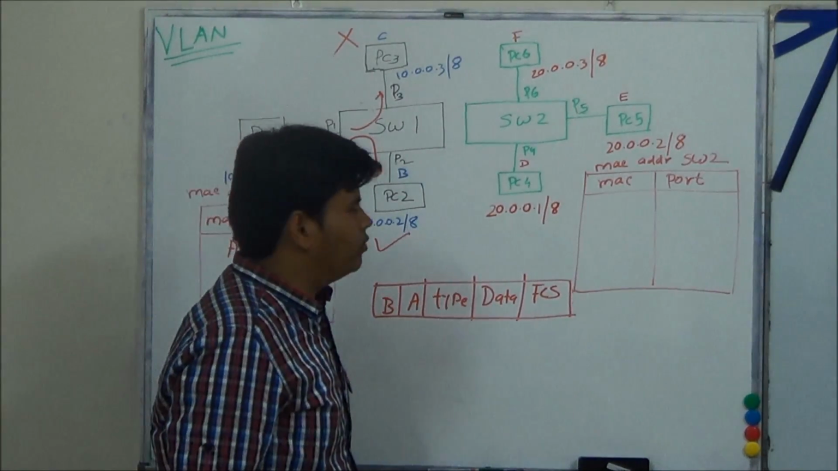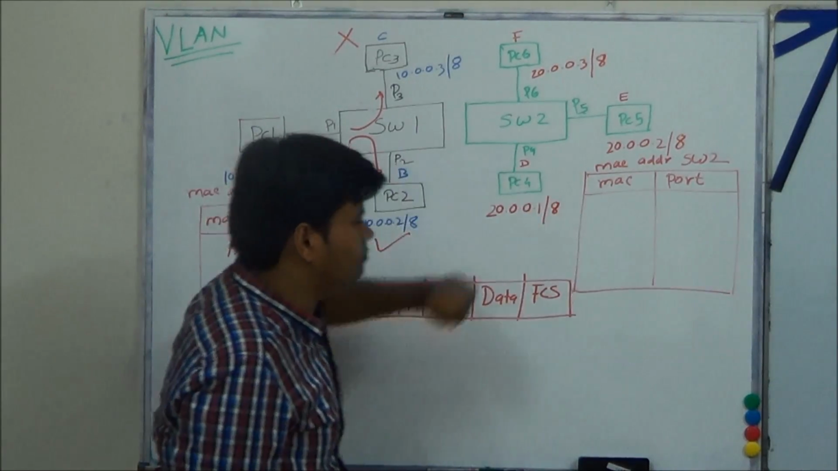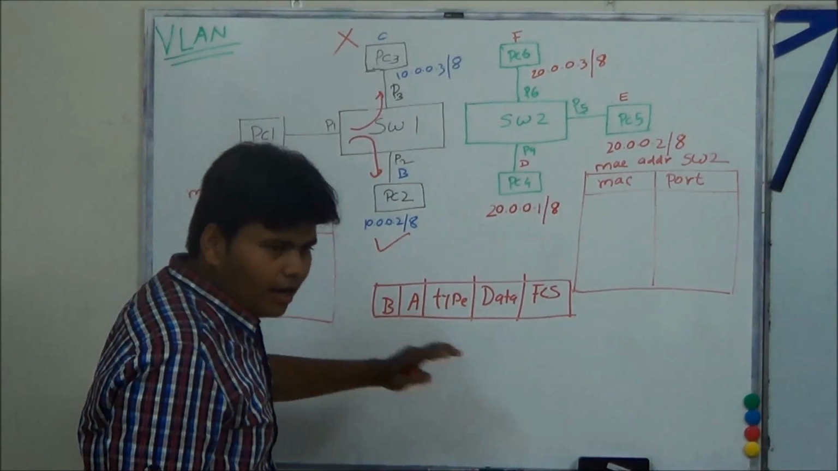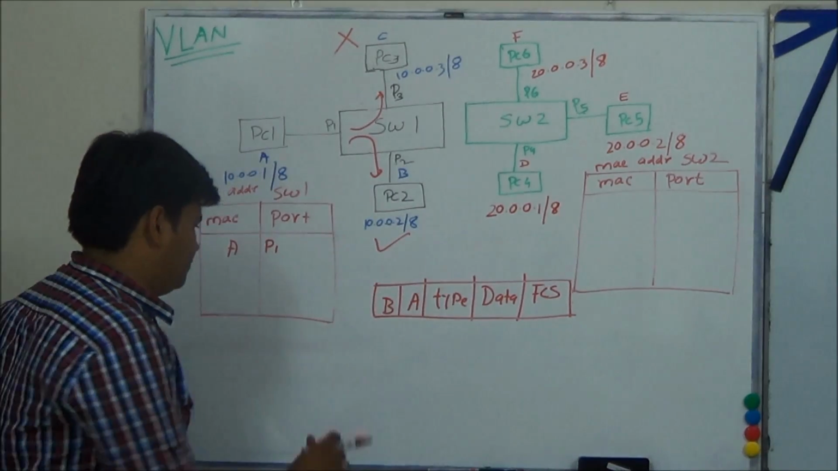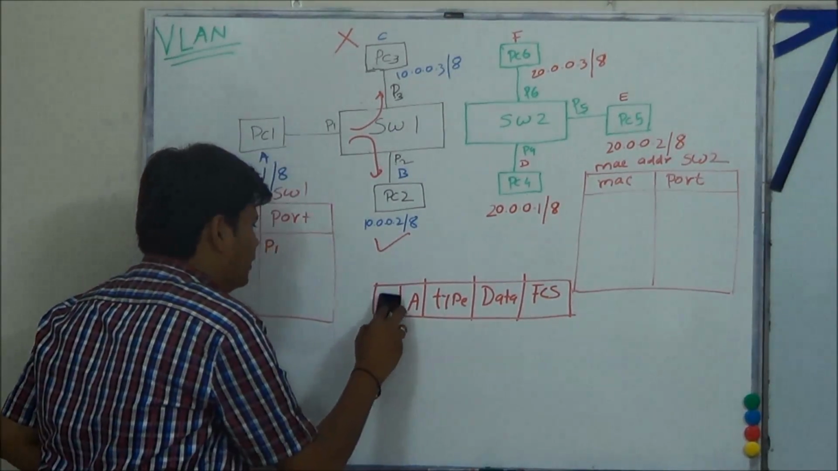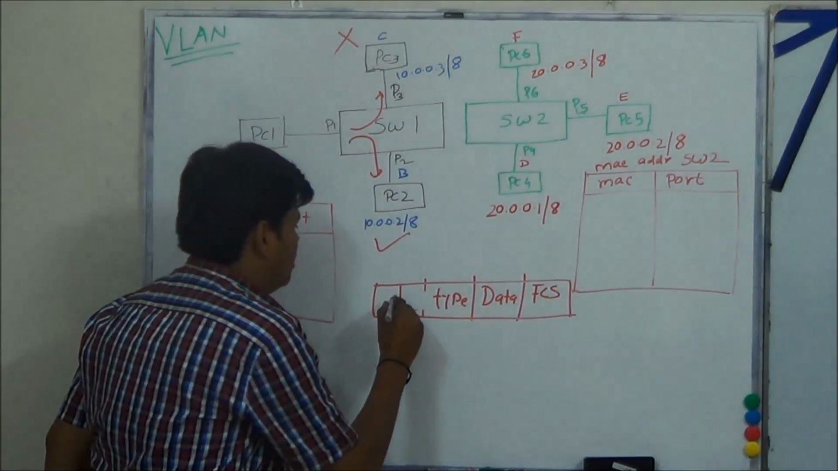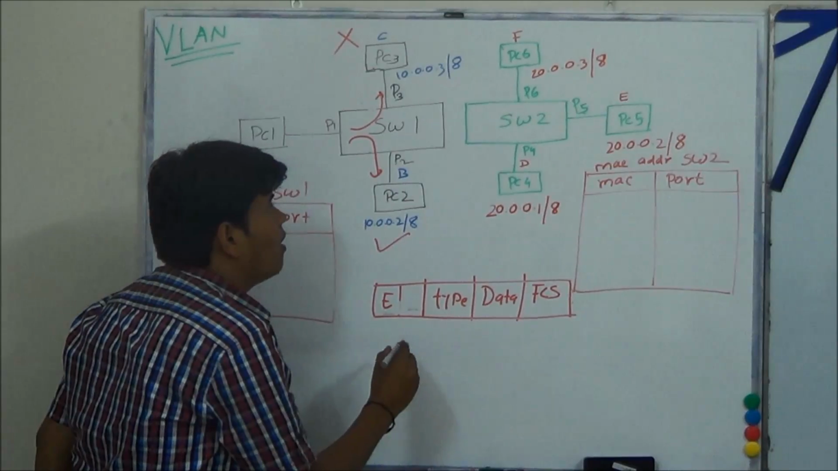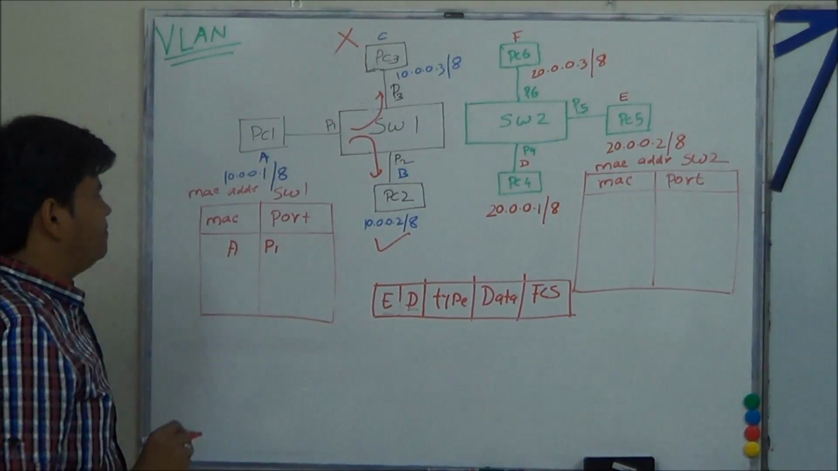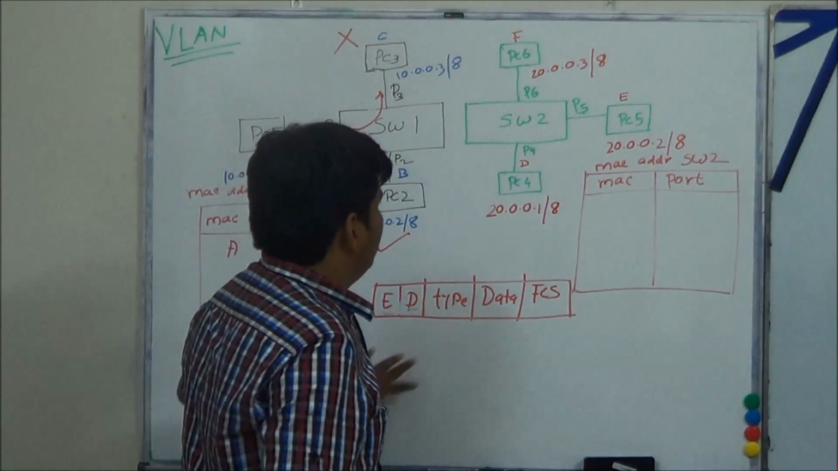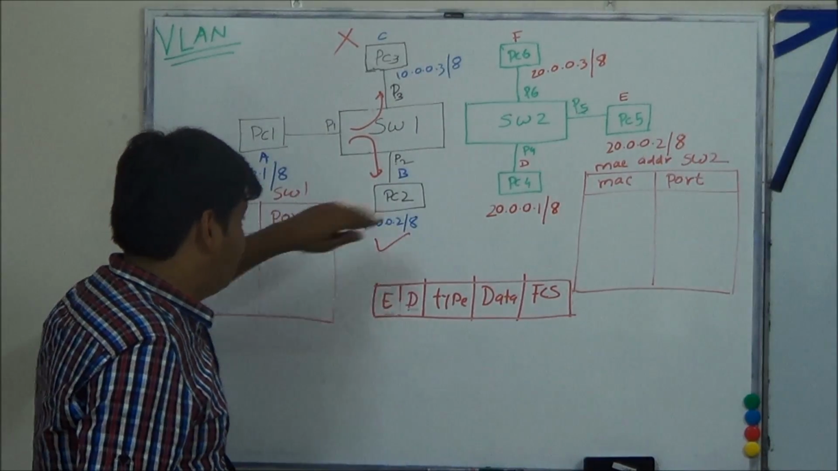Consider another scenario where PC4 wants to communicate with PC5. It creates an Ethernet frame having destination MAC address E, source MAC address D, the type field, data and FCS. Now it will transfer that frame towards switch 2 at port P4.